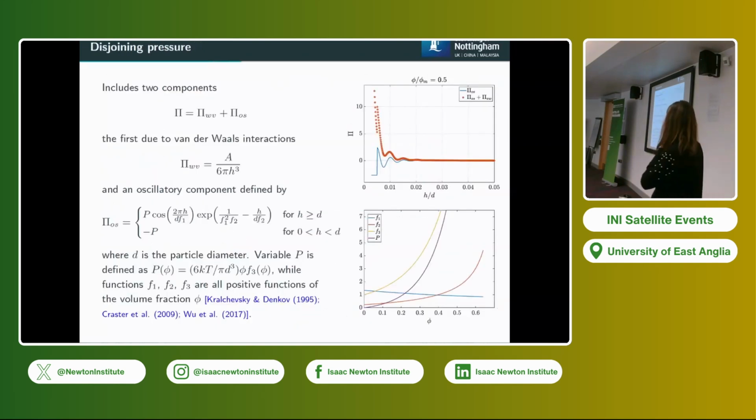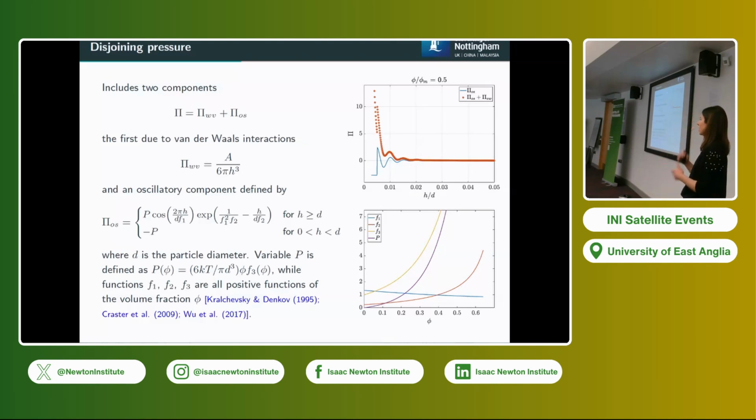The one missing component that I didn't mention yet is the disjoining pressure, which is actually an important factor in this model. So disjoining pressure in this model includes two components. The first one is denoted by pi VW. It's due to van der Waals interactions between the particles. And we also include a second component, which is an oscillatory disjoining pressure, which takes this form. Essentially, this is a term that depends on the particle concentration, and we get this oscillatory component, which, if we plot it, has this form.